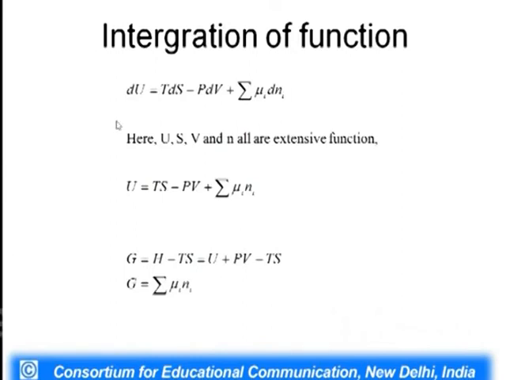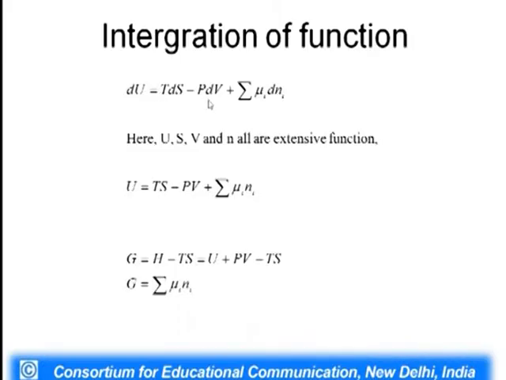Okay. So, if we understand chemical potential, can we define chemical potential simply in terms of simple thermodynamic parameters, not the differential things? For that we can simply integrate this equation: dU is equal to TdS minus PdV plus sigma mu_i dn_i. This equation can be integrated.